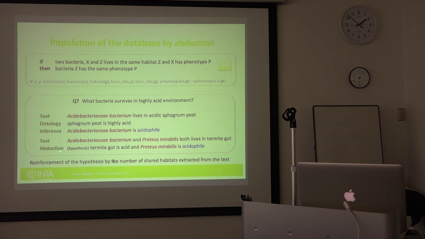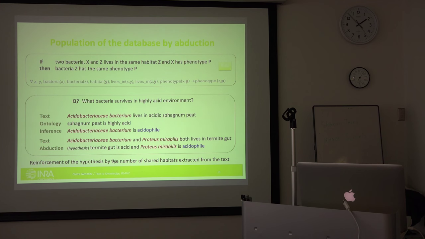We could assume by abduction that the thermic gut is acid, because we know that Acidobacteria bacterium is acidophile. If it's acidophile, it should live only in an acid environment. So by abduction, we suppose that the thermic gut is acid, which is an assumption. And then from this assumption, we could derive that Proteus mirabilis is acidophile. In this way, we can propagate this phenotype information all over the bacteria and habitats of the database, which is very interesting because there are very few experiments and metagenomics samples in a given habitat.